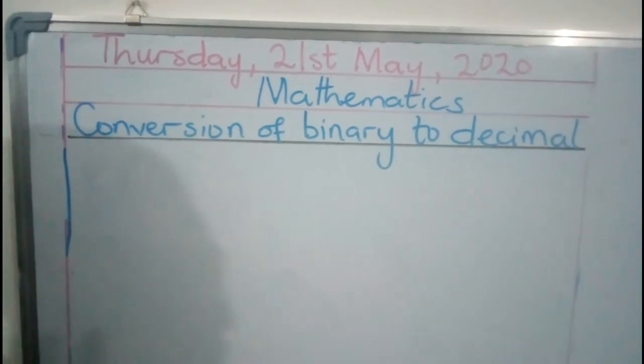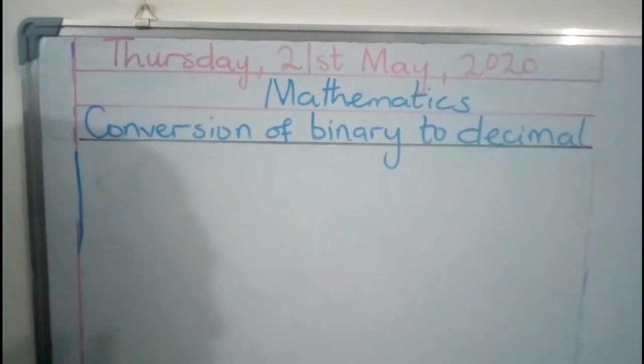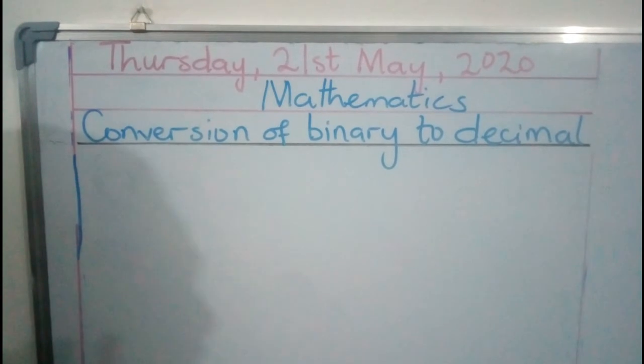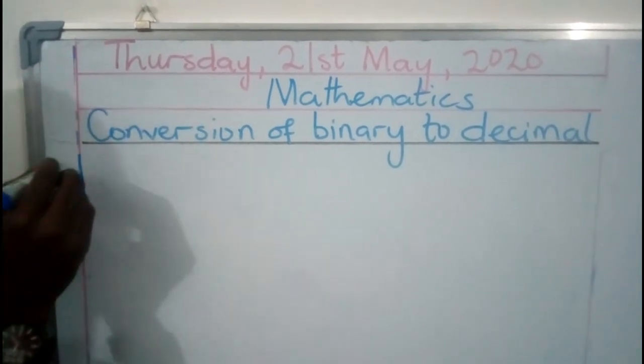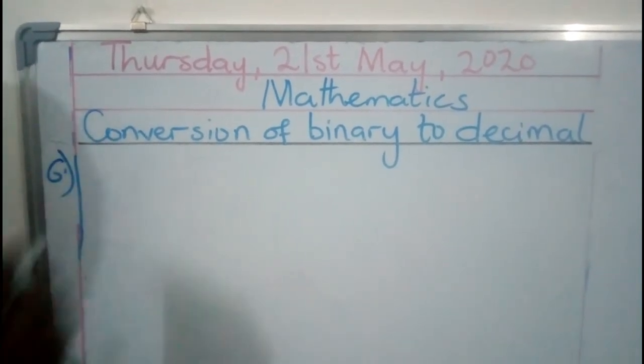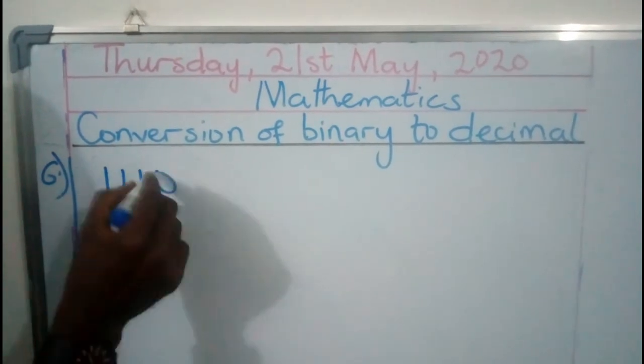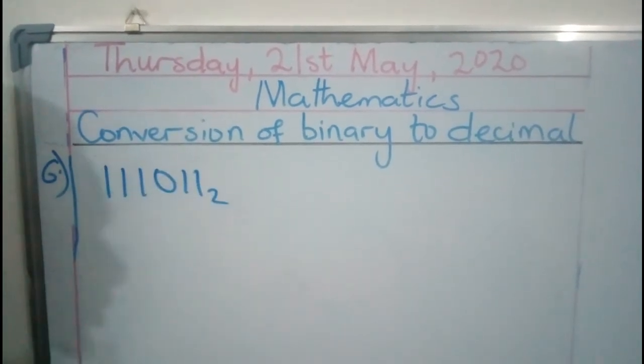I feel we should still take one more example. I notice all the examples we have considered, the highest power has been 3. So I really want us to exceed that. Let's take the last example for today, example 6. Express 111011 base 2 as a decimal.